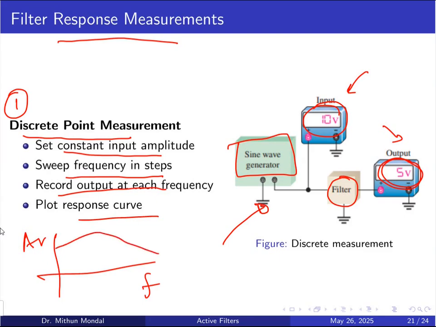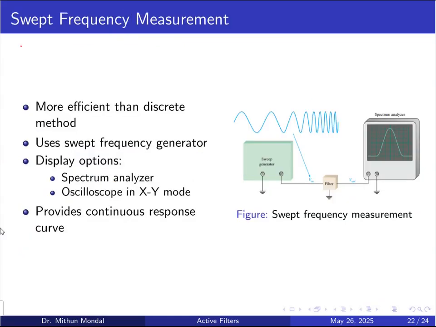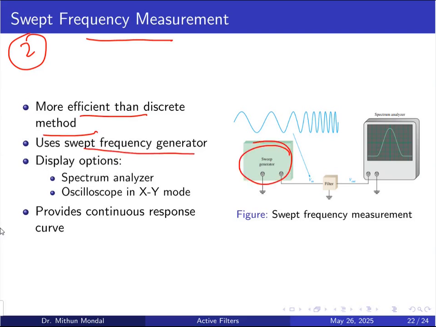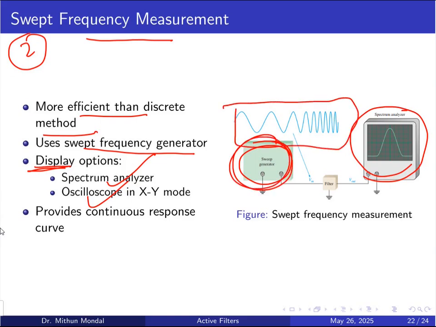The second method is the swept frequency measurement method, which is more efficient than the previous discrete method. Here we use a sweep frequency generator and display the signal using a spectrum analyzer or an oscilloscope in XY mode. The spectrum analyzer displays the output response while the sweep generator sweeps the frequency, and we can provide a continuous response curve using the sweep frequency response measurement.